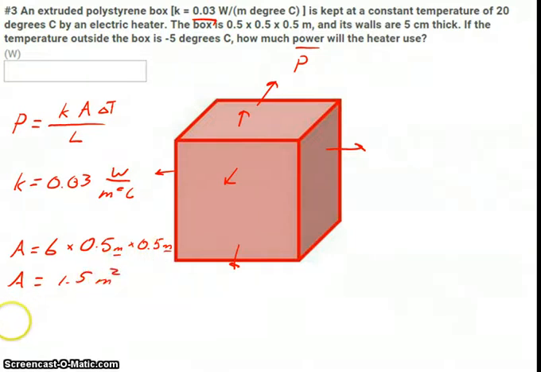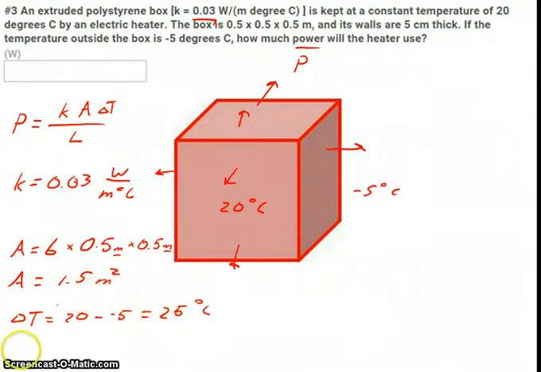Our change in temperature is between the inside and the outside of the box. The inside of the box, as it says, is at 20 degrees C, and the outside is at negative 5 degrees C. If we think about the temperature difference, we're going to have 20 minus a negative 5, which adds up to 25 degrees C as our temperature difference.